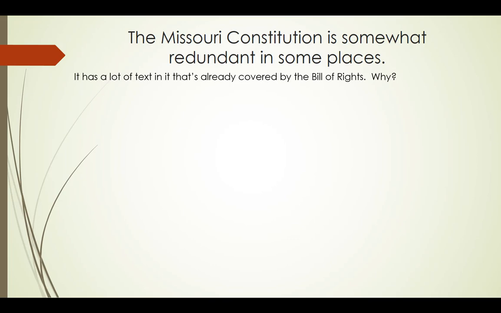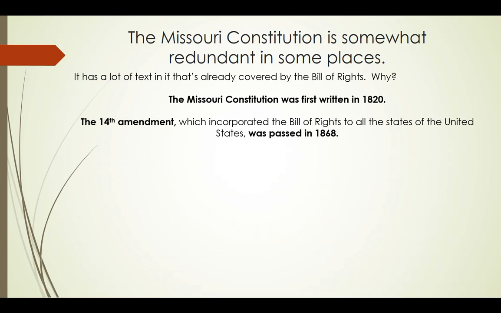Keep in mind, when the Missouri Constitution was first written in 1820, we did not yet know that the Bill of Rights would be incorporated from the U.S. Constitution to all of the states. We didn't know that because it was not made clear until the 14th Amendment that that would be the case. It's what we call incorporation theory.